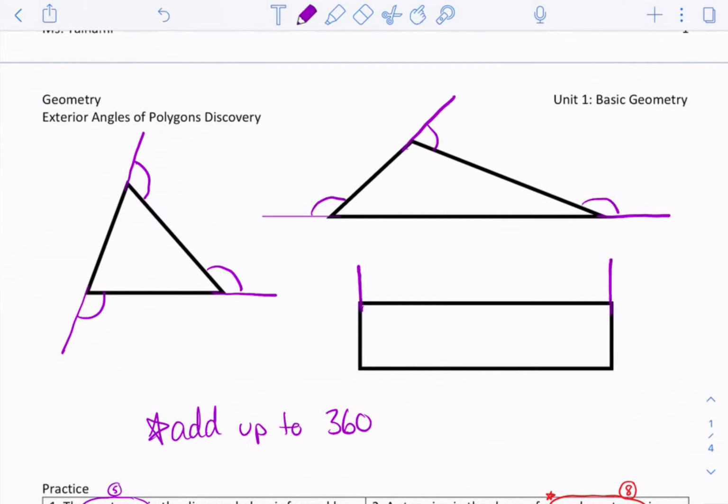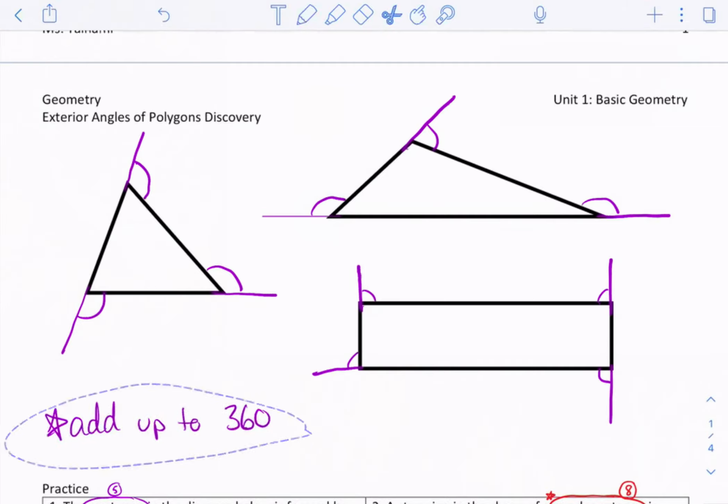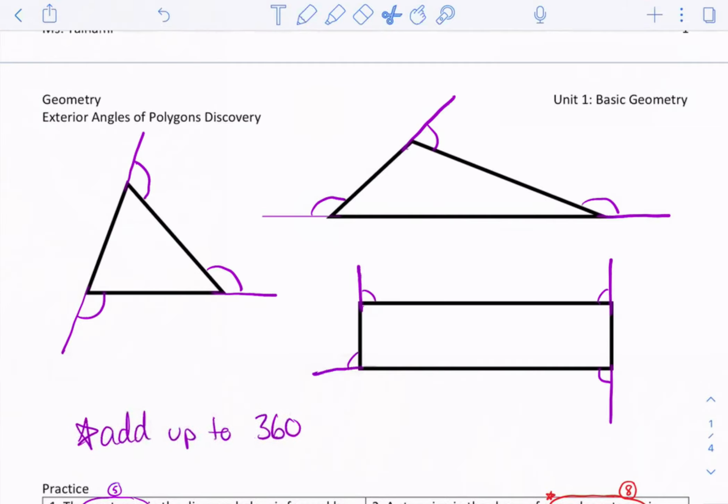1, 2, so this angle, 3, 4. Notice I'm always going between the extension and the other side of the shape. They should always add up to 360. So no matter what, in any polygon, the exterior angles will always add up to 360.